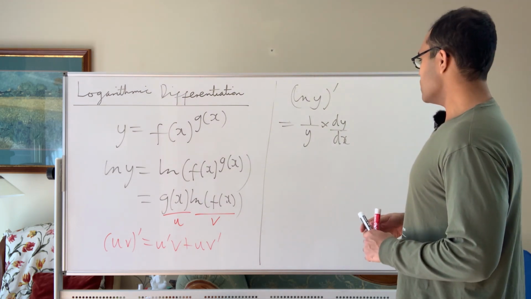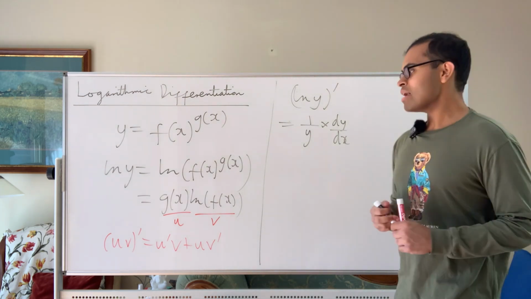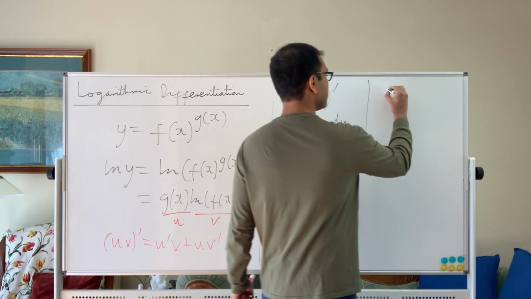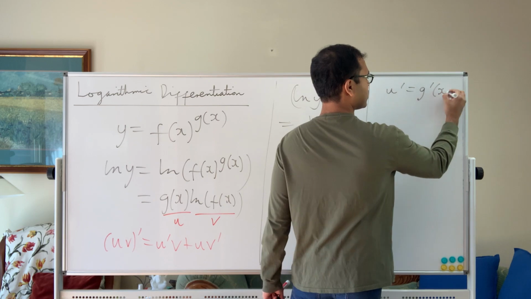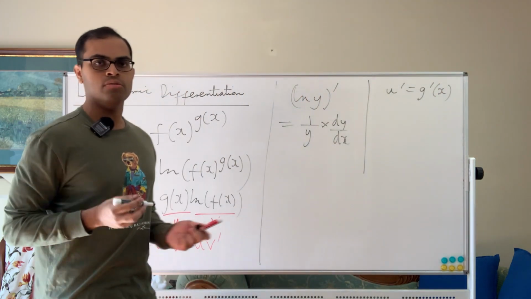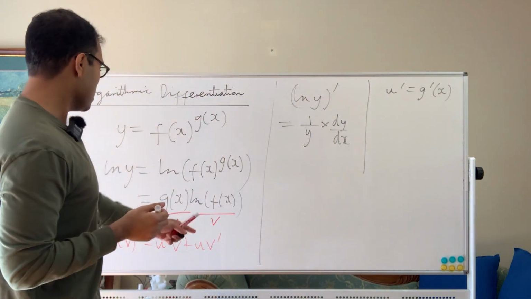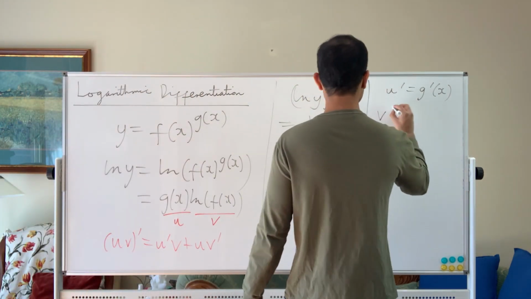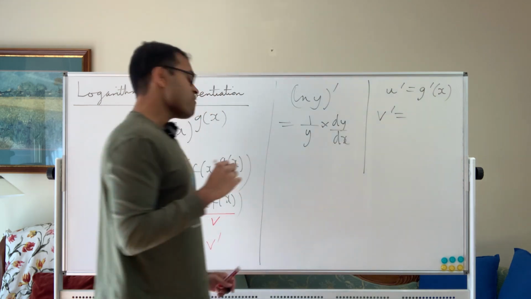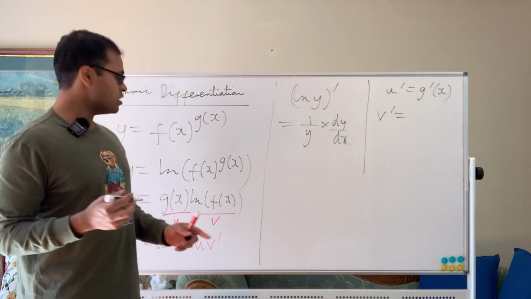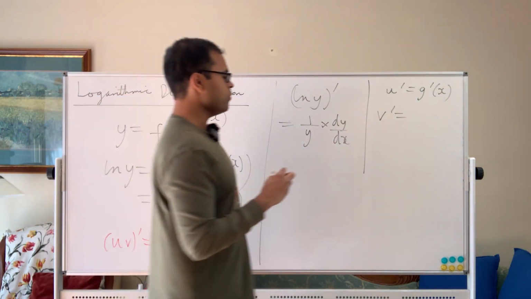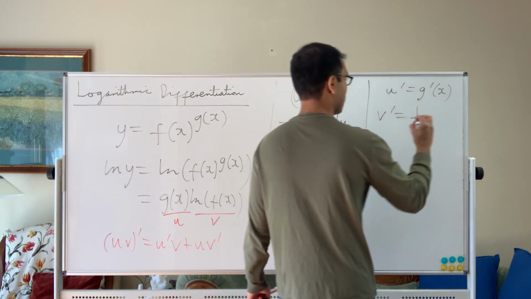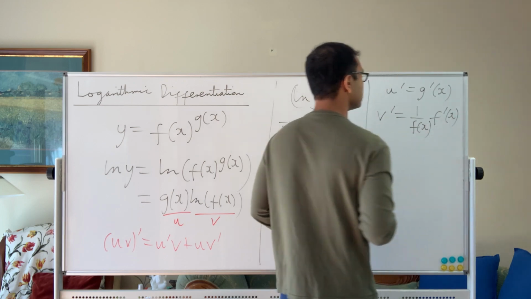So here you can figure out what u prime and v prime are going to be. On the right side of the board, u prime is just g prime of x. Whatever g is, if you have a specific function, you can find that out. Then v prime needs a little care. V prime is the derivative of log of f of x. It's log of something, so use the chain rule. The derivative of log is 1 over the something, so you get 1 over f of x times the derivative of f, f prime of x. So that's v prime.